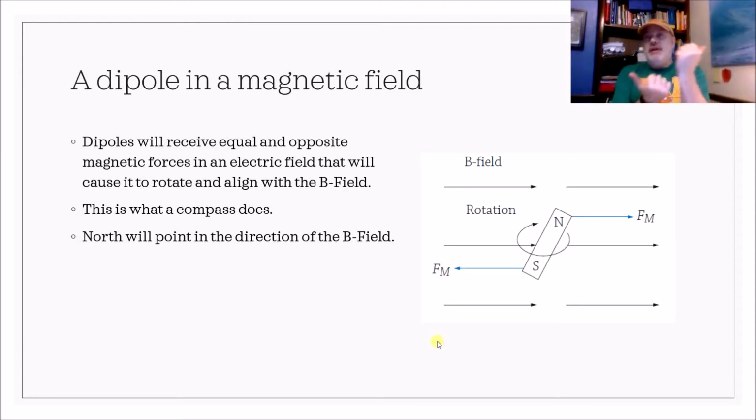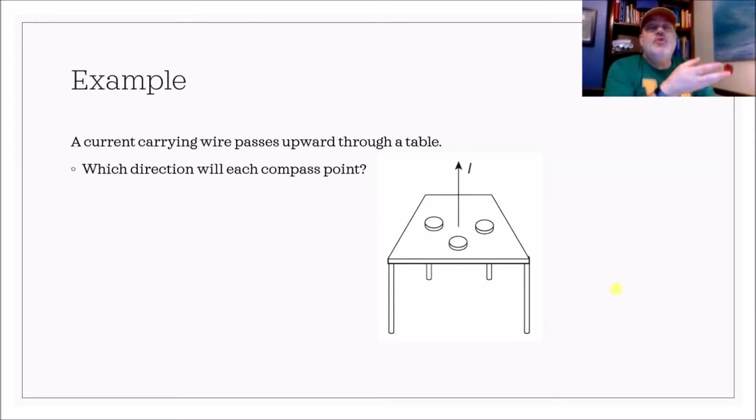These forces will be equal and opposite, so it won't translate. But what it will do is rotate and align with the magnetic field. This is what a compass does. The north end will point in the direction of the magnetic field. Let's look at a few examples.